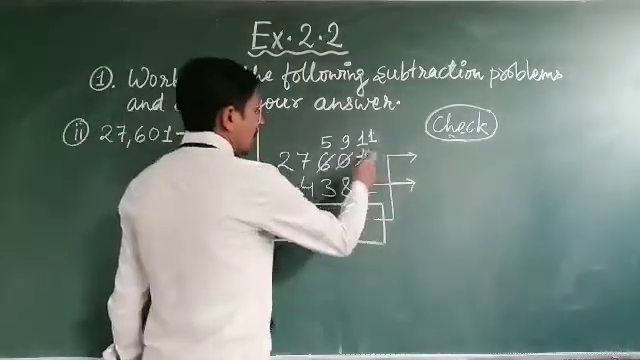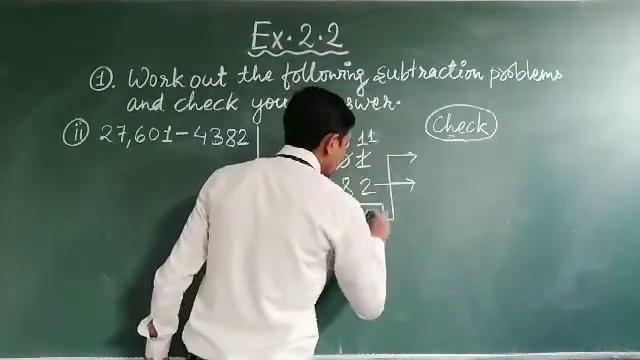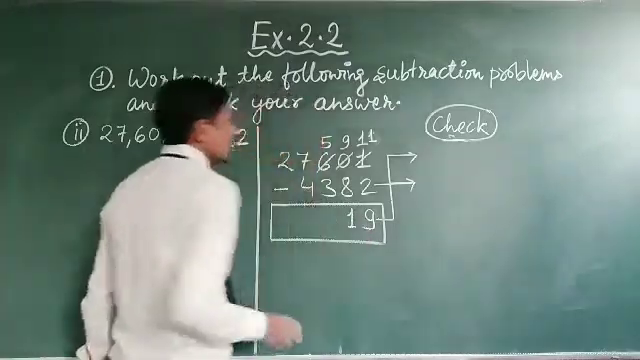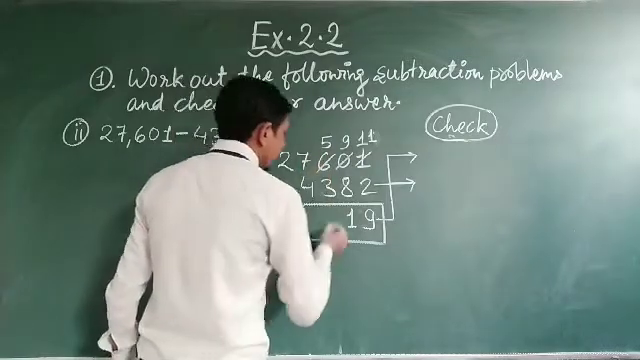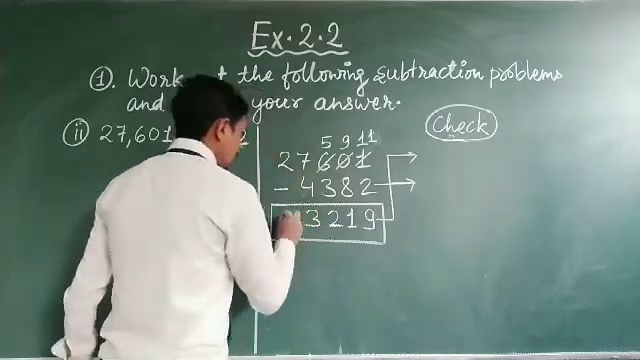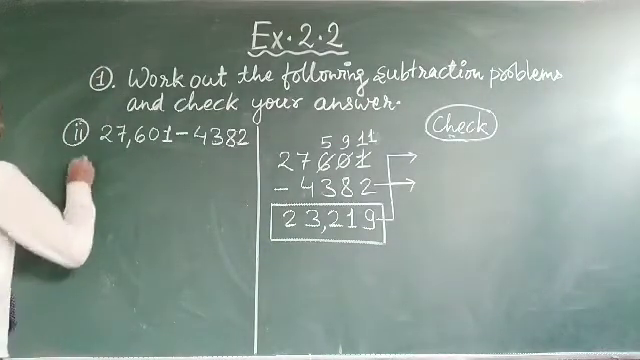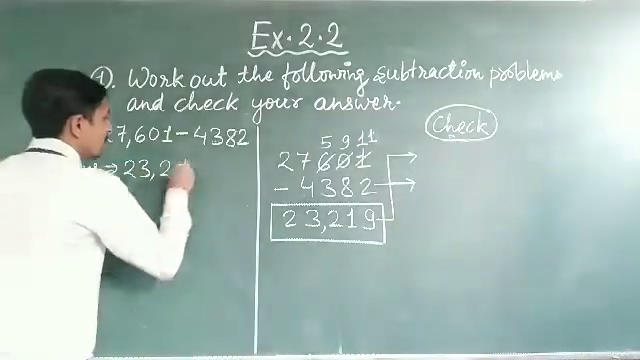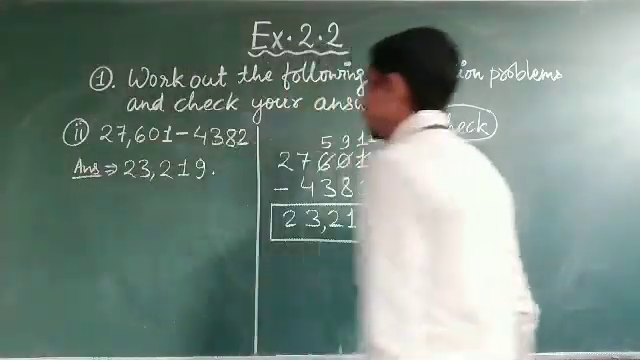Now you see 2 is easily subtracted from 11. When we subtract 2 from 11 we get 9. When we subtract 8 from 9, we get 1. When we subtract 3 from 5, we get 2. And when we subtract 4 from 7, we get 3, and then 2. So in this way our answer is 23,219. By subtracting we get our answer, 23,219.